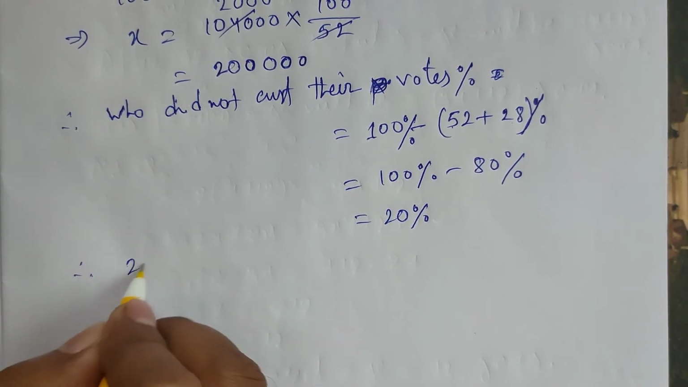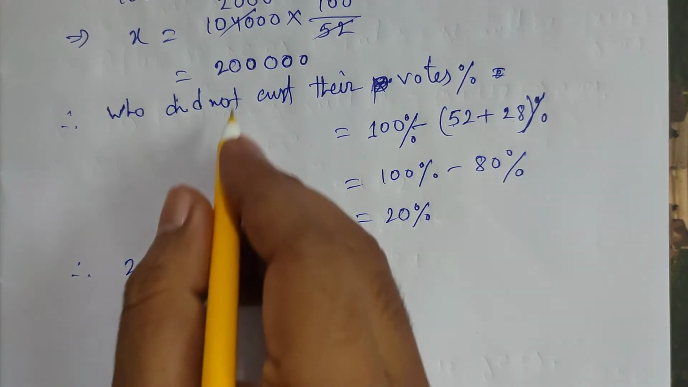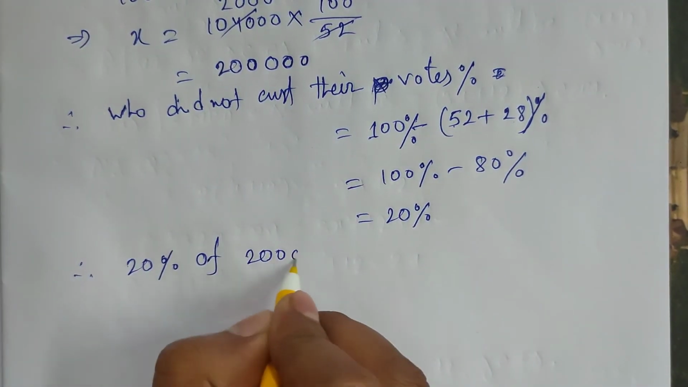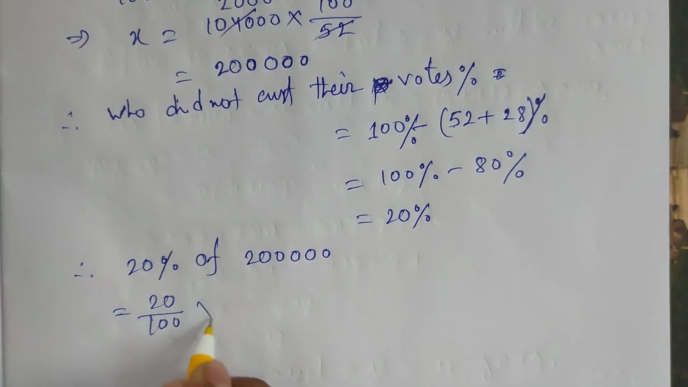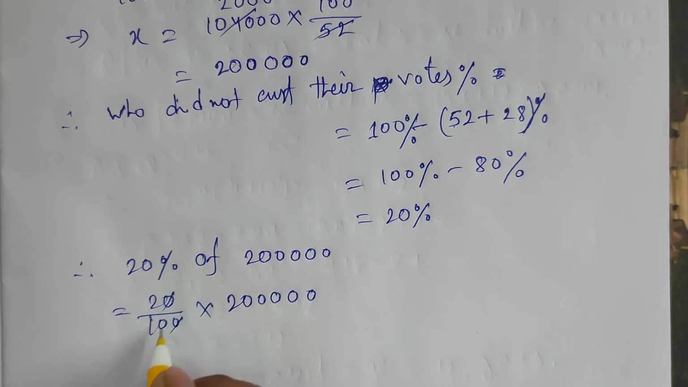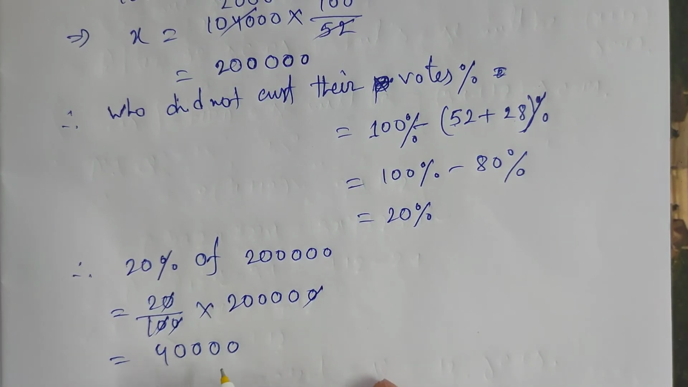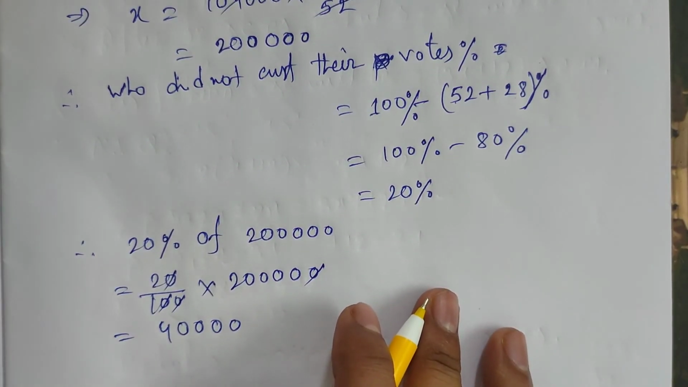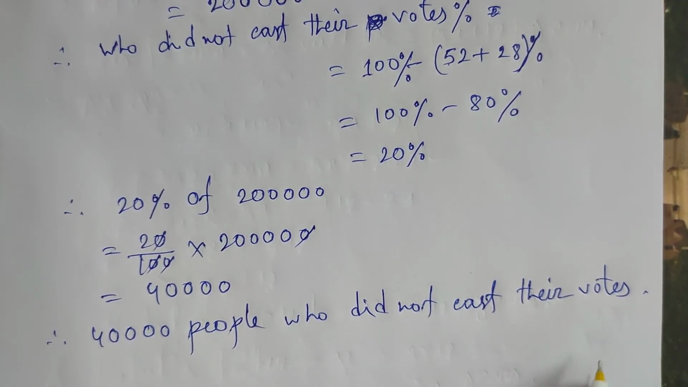Therefore 20% of total voters, that means total voter is 2 lakh. So that means 20 divided by 100 multiply 2 lakh, that means 2 times 2 is 4, and that means 40,000 people did not cast their votes. There were 40,000 people who did not cast their votes. So this is the answer.